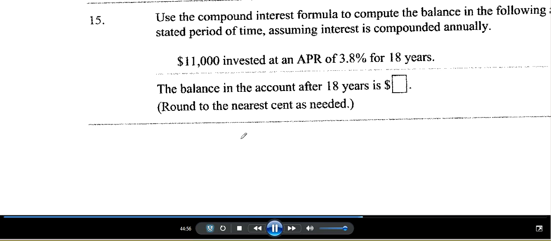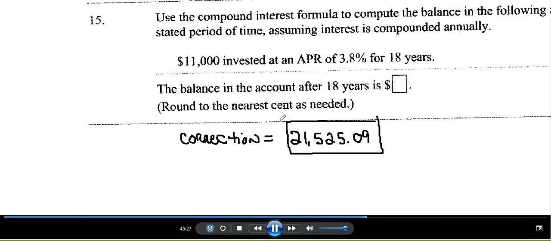Excuse me, correction. The answer to number 15, I was looking at the wrong answer. It should be $21,525.09. I told you 27,569.48. Nope, it is 21,525.09. So I stand corrected. Everything else is fine. Just input alpha enter. Okay, that's 15 corrected.